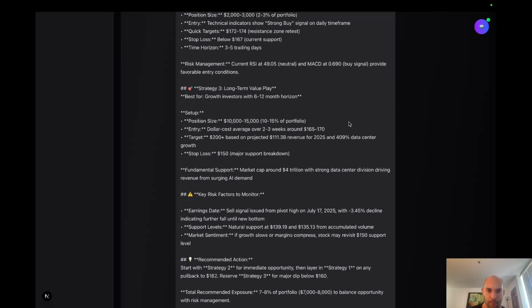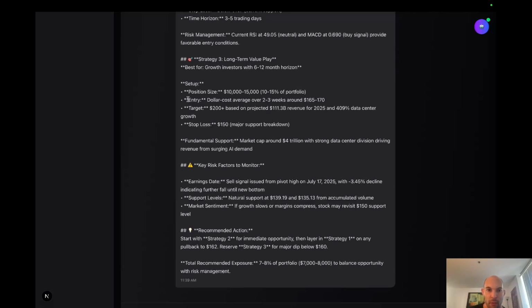Strategy three. Excuse me. You have a setup with the best for growth investors, 6 to 12 month horizon. So this is a longer, more swing trade. Entry, dollar cost average over 2 to 3 weeks. See, this is the type of thing I would prefer to look at. Target is 200 plus based on projections, 113 billion revenue for 2025 and a 409% data center growth. Stop loss at 150, which is the major support breakdown. Market cap around 4 trillion with strong data center division driving revenue from surging AI demand.